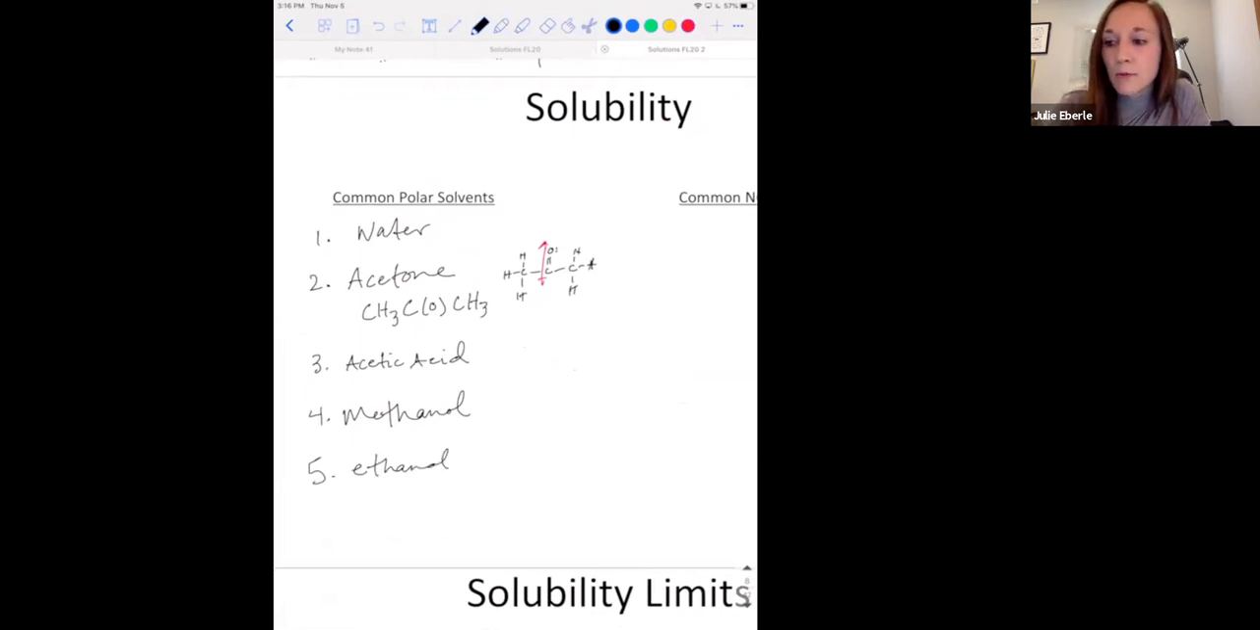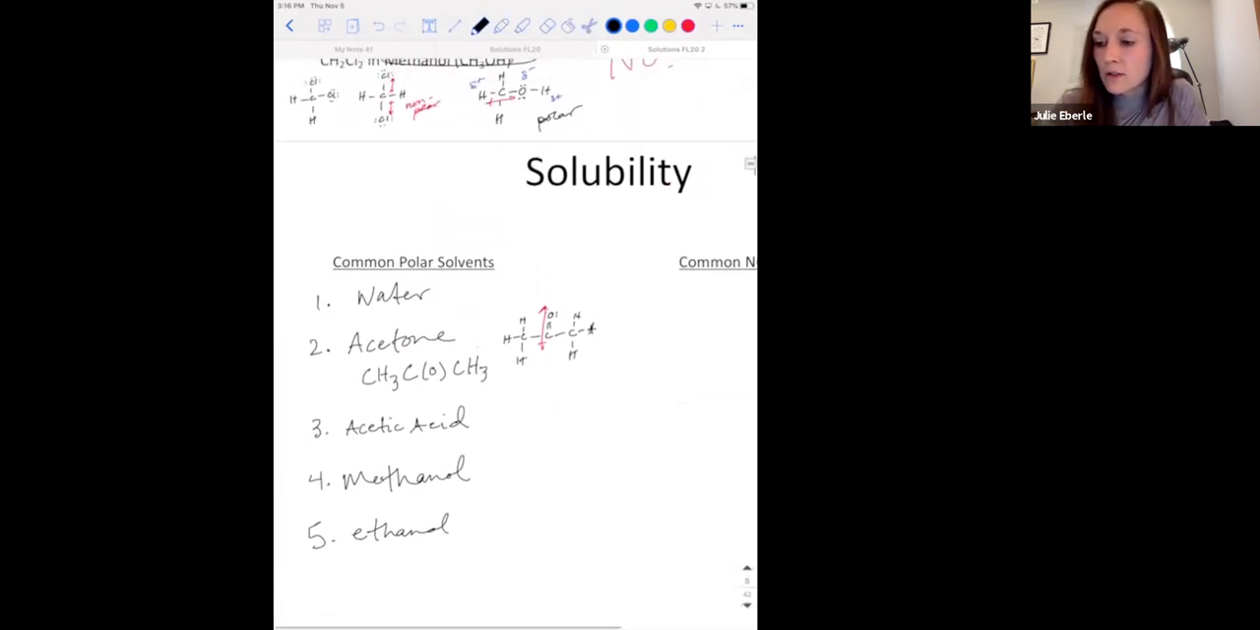Ethanol is very similar to methanol. So methanol was a CH3 group, and then an OH, it's right up here. And ethanol is just another CH3 group, or really another, looks like this. And there's a CH2 group, and then there's O and H.